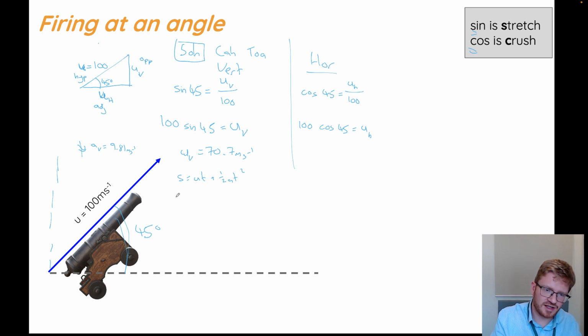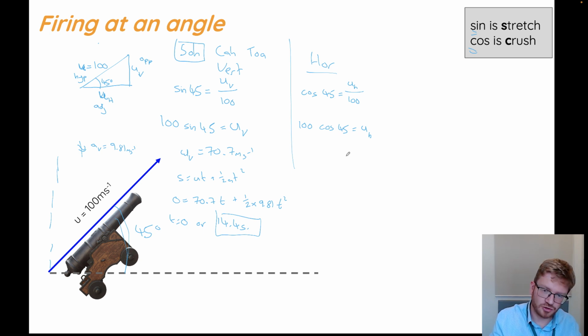So I can say that 0, because that's my total distance, it's gone up and it's crashed back down in the vertical, is equal to my initial vertical velocity, which is 70.7, times the time, plus a half times 9.81 t squared. If I plug that into the quadratic formula, I get two answers, 0 or 14.4 seconds. Obviously, I'm not interested in the initial 0, so I'm going to be using 14.4 as the time.